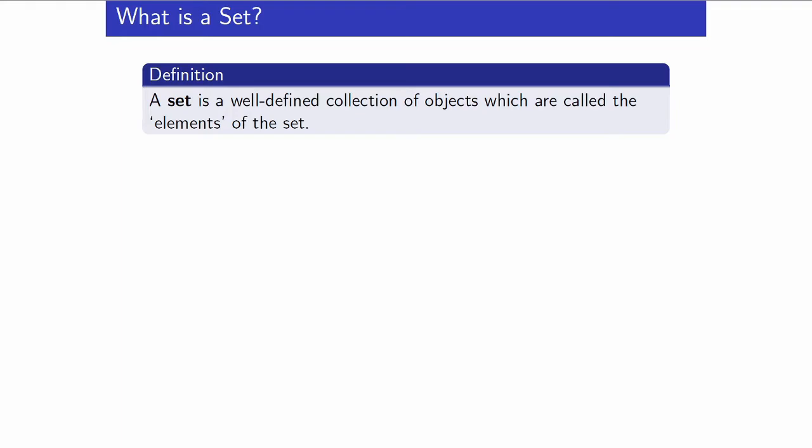So a set is pretty much a well-defined collection of objects, which have elements. So what is a well-defined collection of objects? It simply means that you have boundaries for the values of these objects. So let's take an example set.